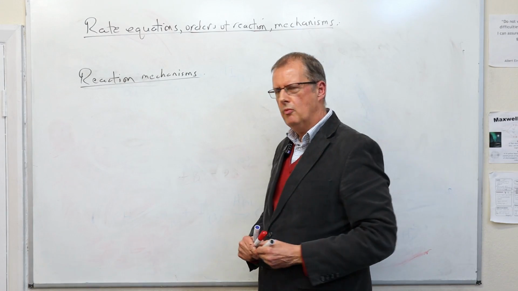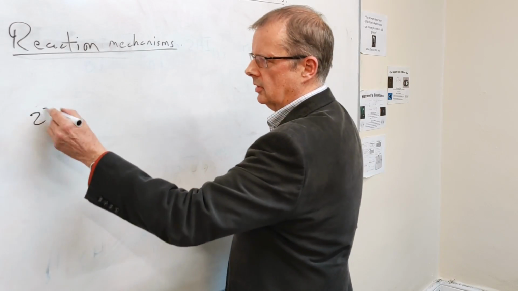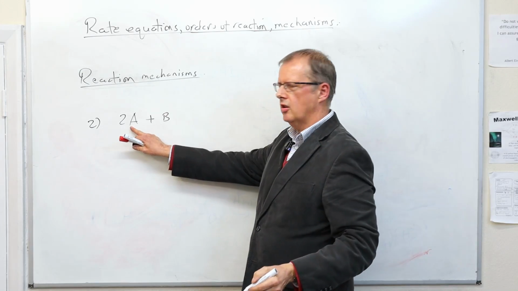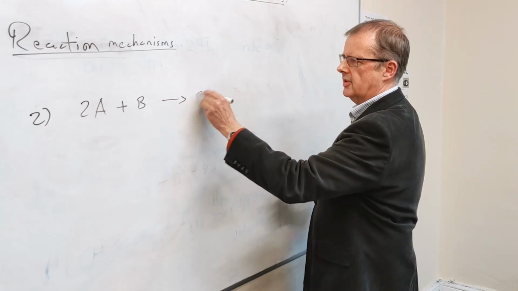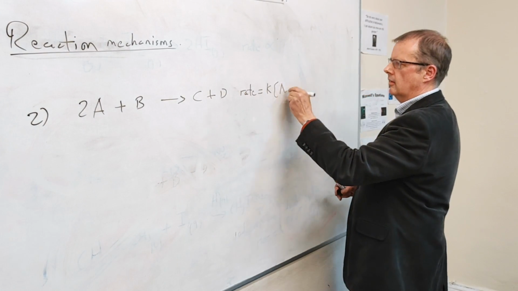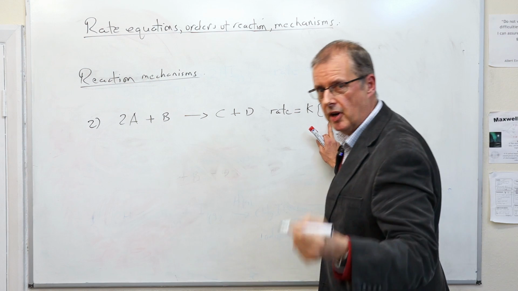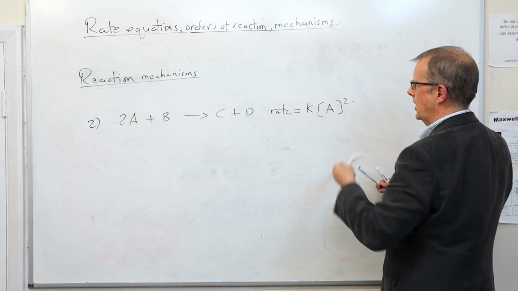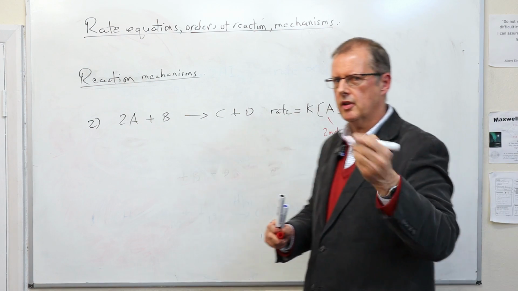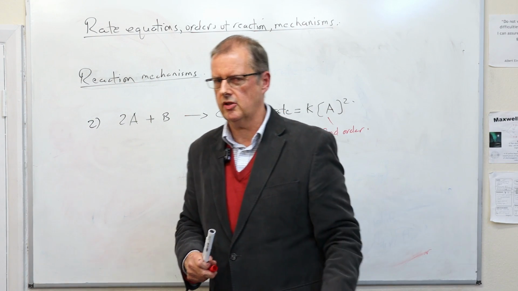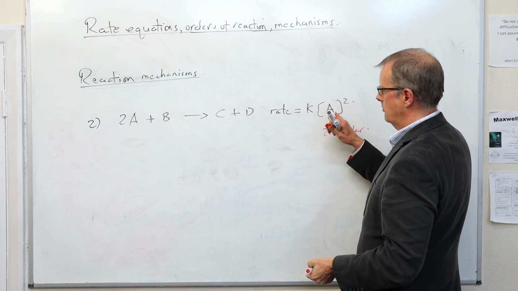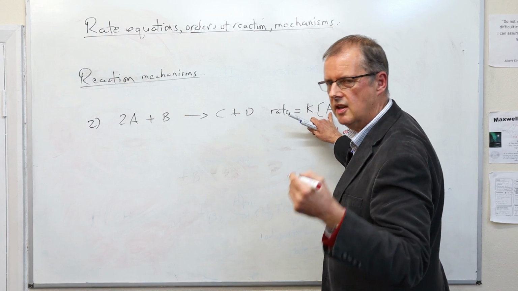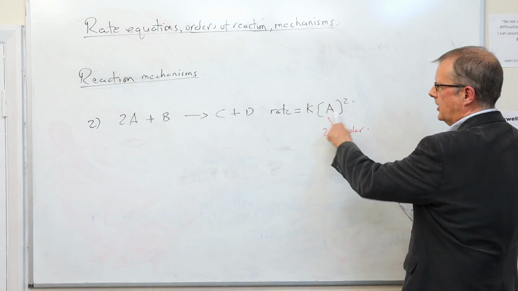Right, I'm going to show you one more similar example. If I've got an imaginary equation, 2 molecules of A plus B go to C plus D, and I find that the rate equation by experiment, again, you can't argue with this, is second order for A. So remember, if you double the concentration of A, it will go 4 times as quickly. If you multiply the concentration by 3, it will go 3 squared equals 9 times as quickly. It is second order for A.